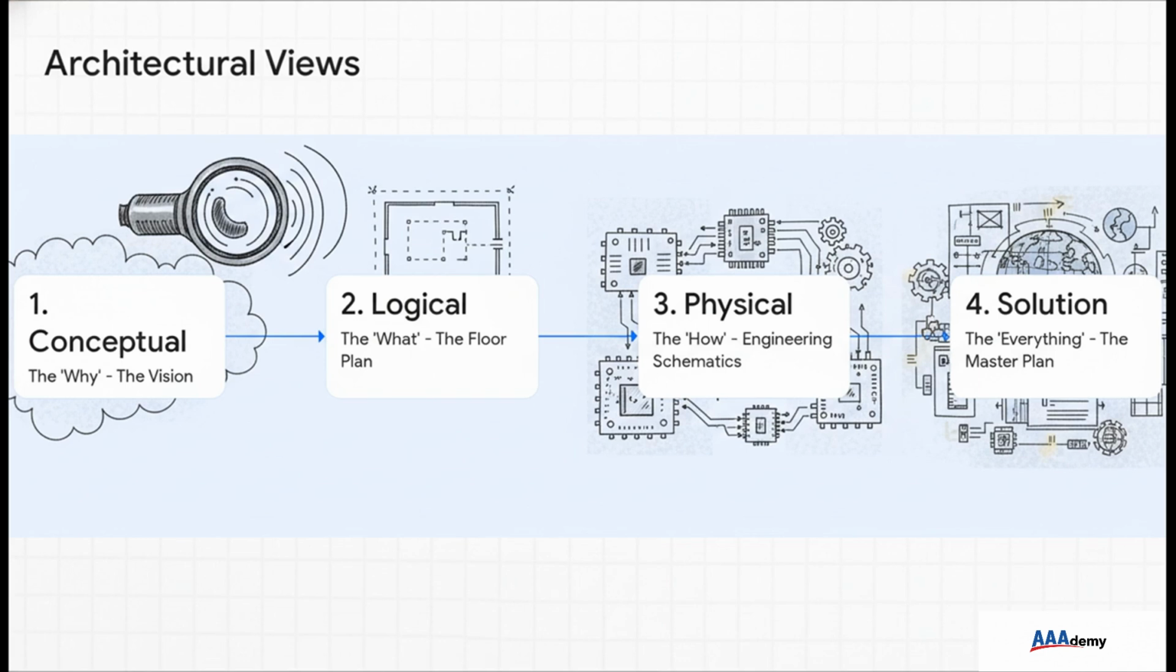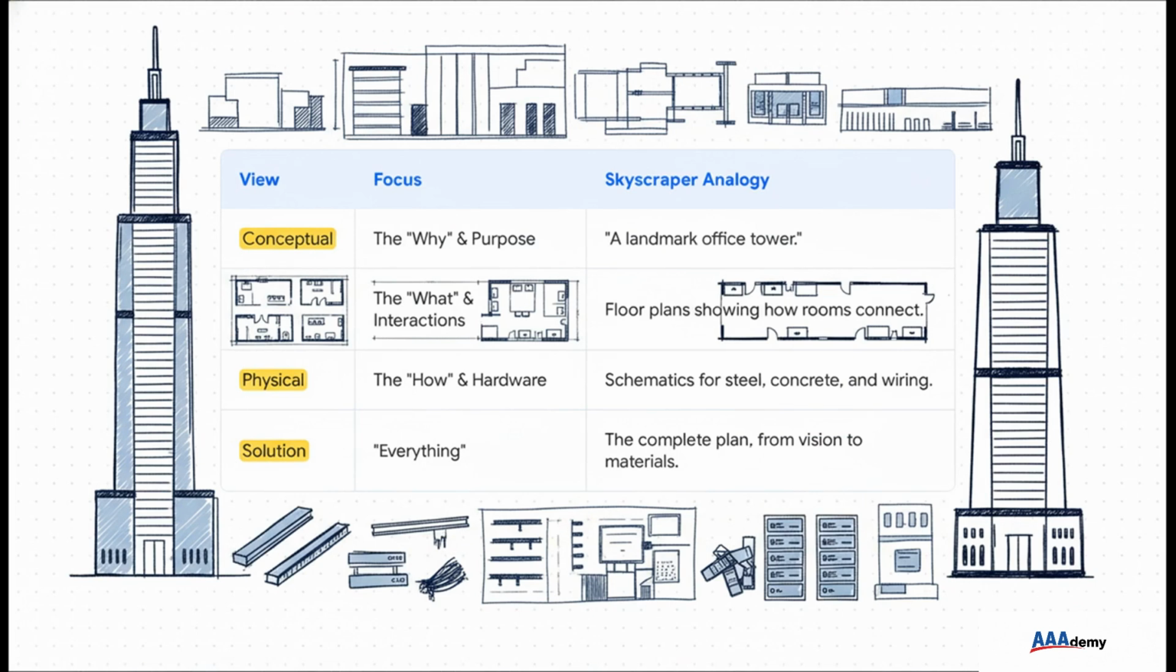It's a process, right? They start way up high with the big picture conceptual view. Then they zoom in a bit to the logical view, which is like the floor plan. From there, it's time to get into the weeds with the physical engineering schematics, the real nuts and bolts. And finally, they bring it all together in the solution view, the final master plan. Okay, this table really breaks it down and makes it all make sense.